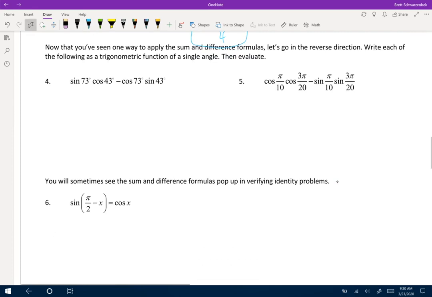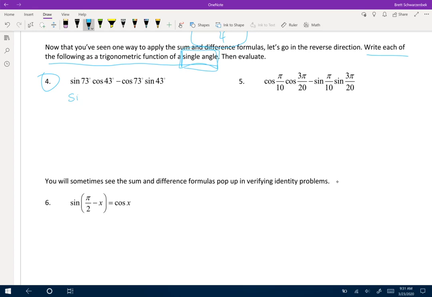So if you look at this number 4, it's a sine of 73 cosine of 43 minus cosine of 73 sine of 43. So if the directions are to write each of the following trig functions of a single angle. So single angle. Notice we have multiple angles. So let's take a peek at the form of this.